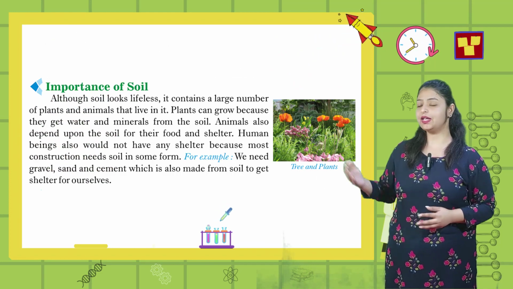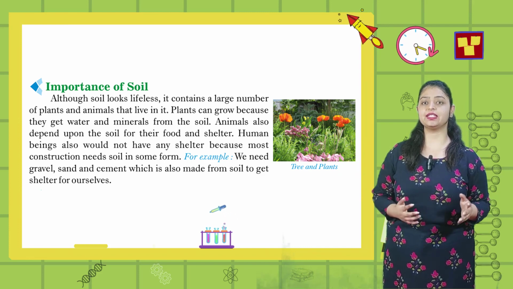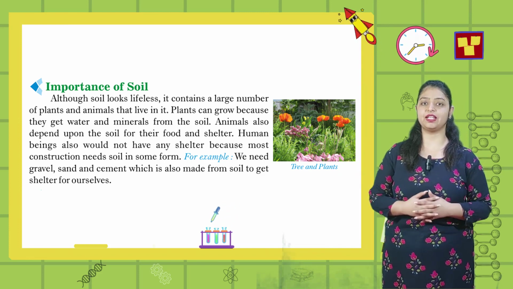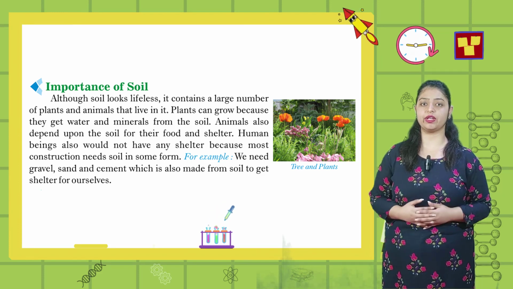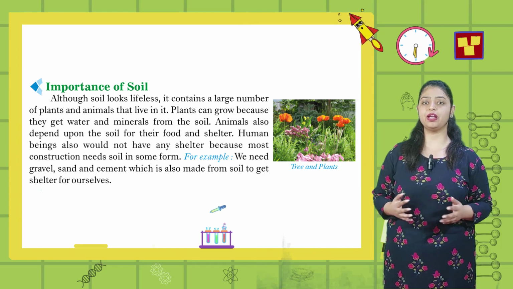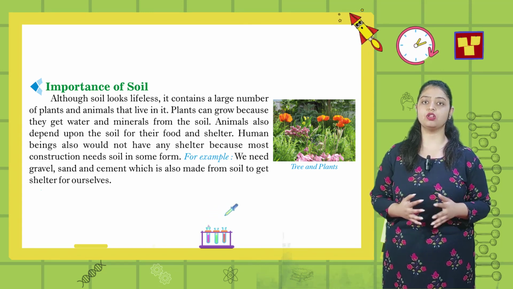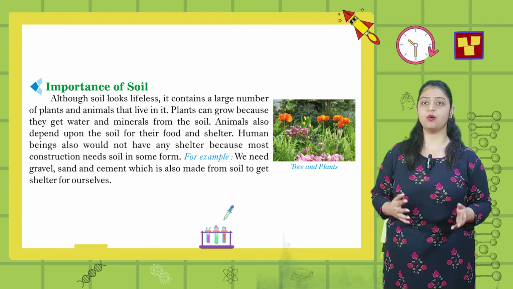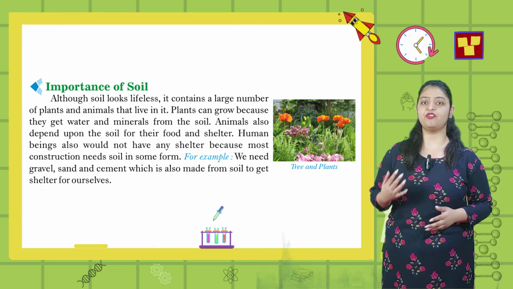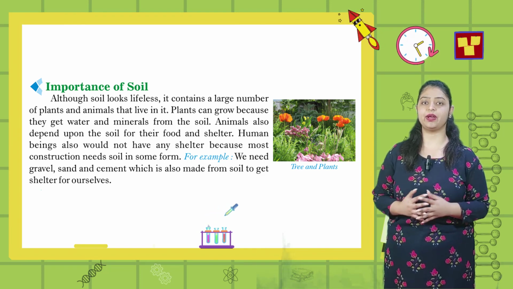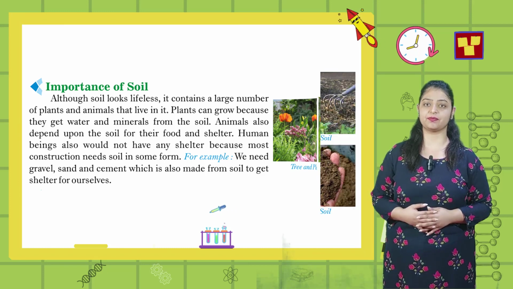Next topic is importance of soil. Although soil looks lifeless, it contains a large number of plants and animals that live in it. Plants can grow because they get water and minerals from the soil. Animals also depend upon the soil for their food and shelter. Human beings also would not have any shelter because most constructions need soil in some form. For example, we need gravel, sand and cement, which is also made from soil, to get shelter for ourselves.